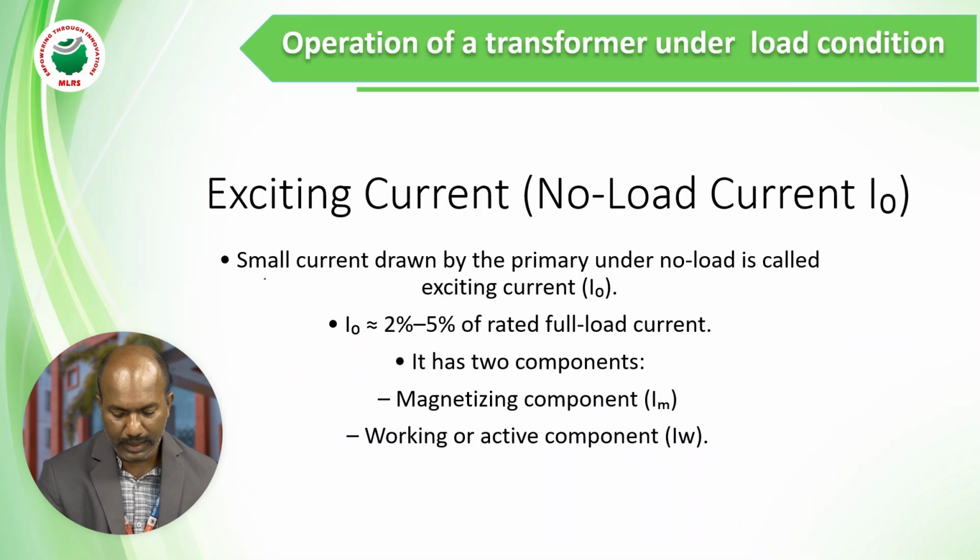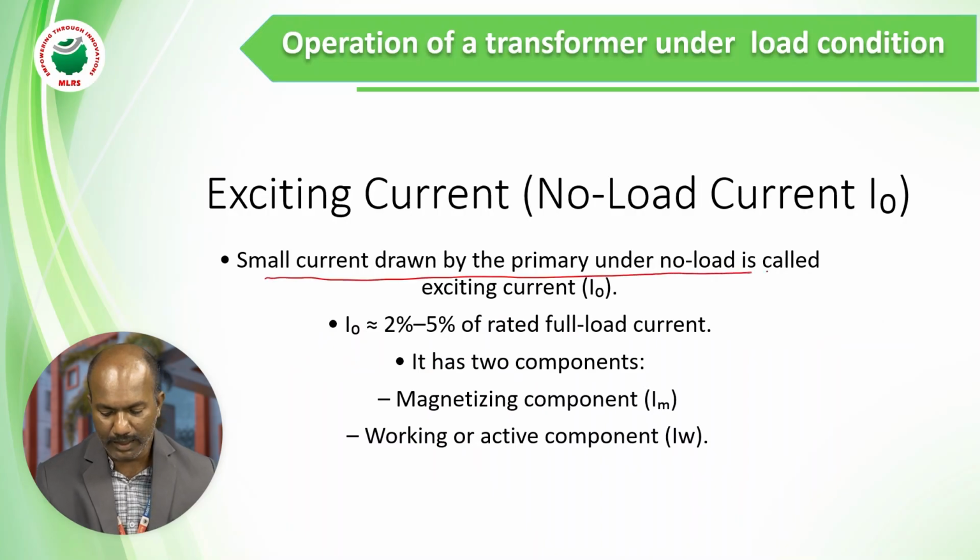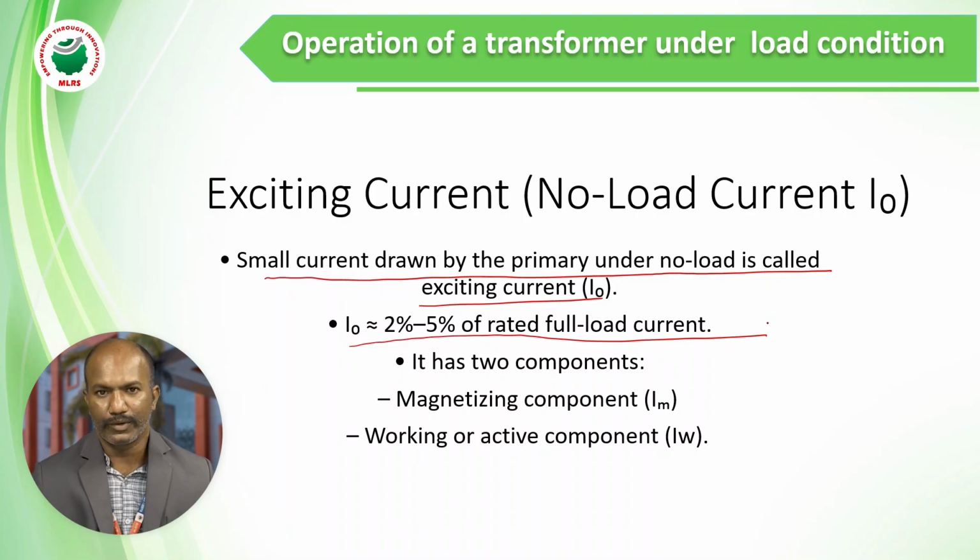The small current drawn by the primary under no load is called exciting current, I0. This I0 value is only 2% to 5% of rated full load current. I told you already it has two components. One is the magnetizing component, the second one is the working component or active component.